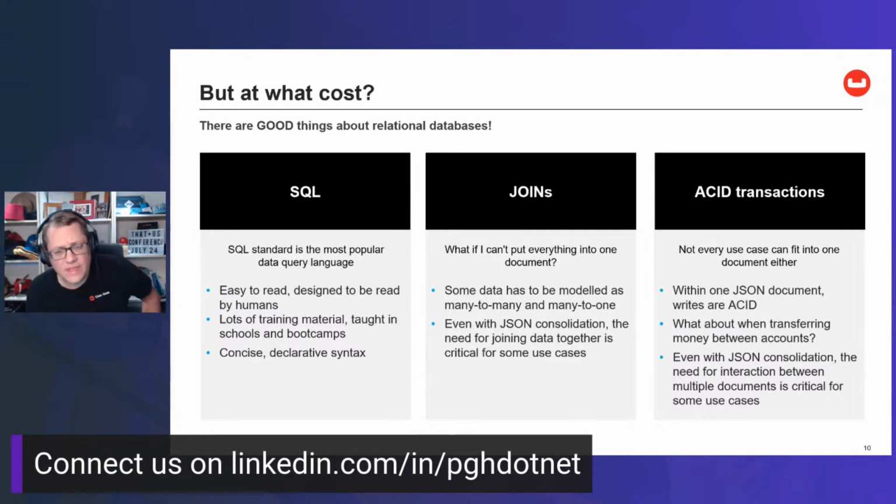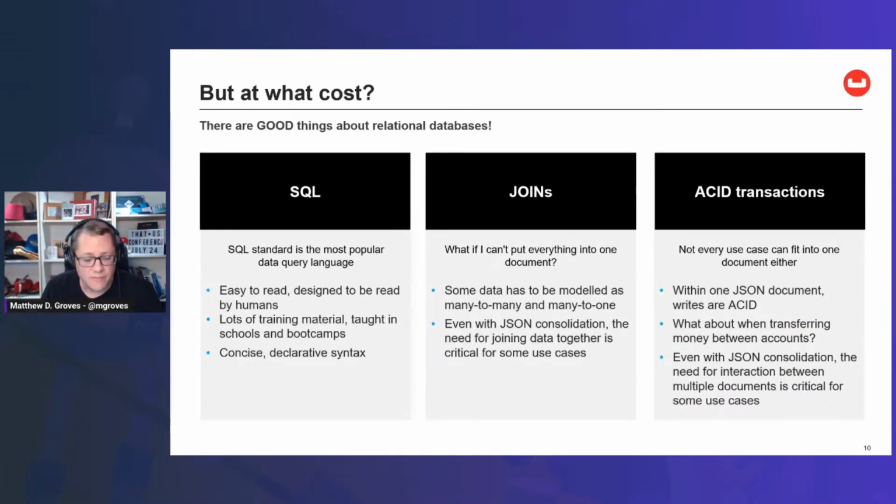And ACID transactions are also just the other side of the coin of that, because not every use case can fit into one document either. Even if I embed a bunch of arrays and data, I can't necessarily embed everything into one document. So if I need to transfer money between accounts, I still need an ACID transaction to pull off something like that. And multiple documents can be critical. So having ACID transactions, again, is something that has been associated with relational for a long time, and is definitely a good thing when working with data.